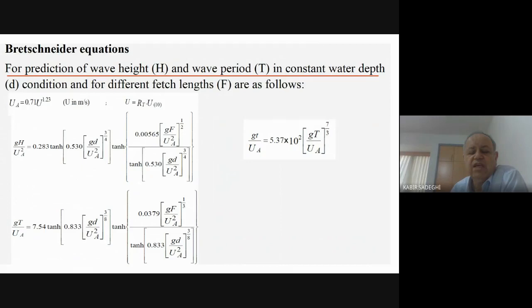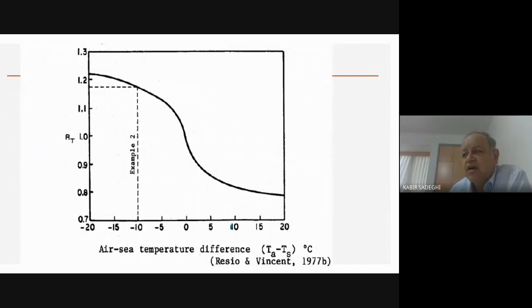I told you how we calculate from velocity at 10 meters above sea level. When we have U10, we calculate U, and then by using the graph of RT, and applying U in the other formula, we find UA, which is the wind stress function, and apply it in the formula to find H, T, and t lowercase. H is wave height, T is wave period, and t lowercase gives us the mean duration. From this graph, we can find RT for the Bretschneider formula, using as input the air and sea temperature difference, and we find RT as output.